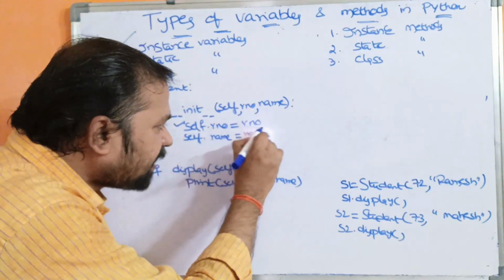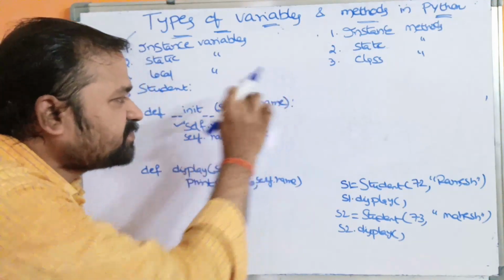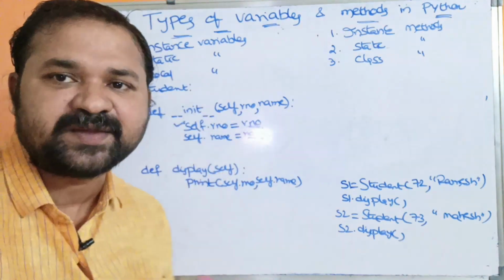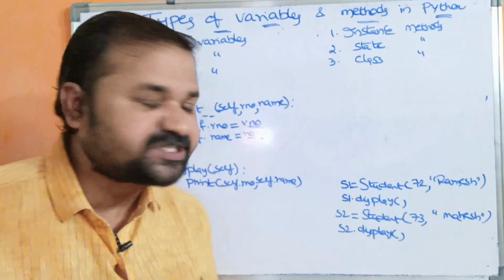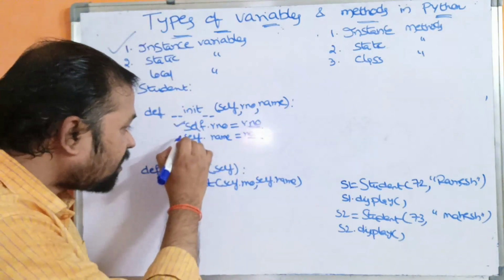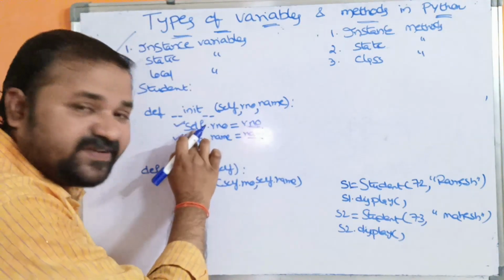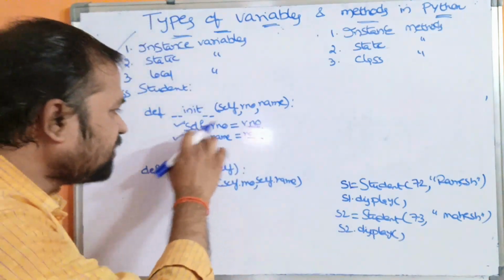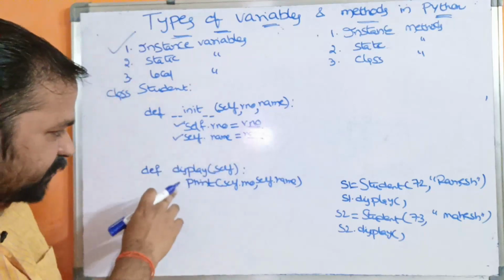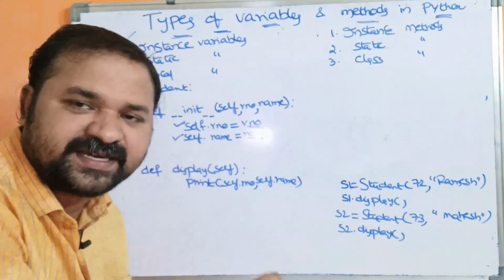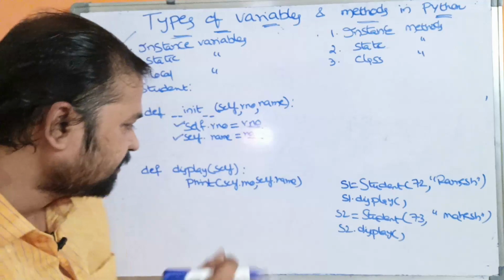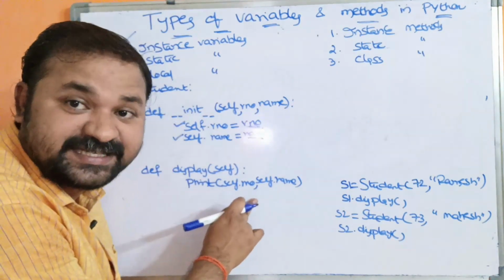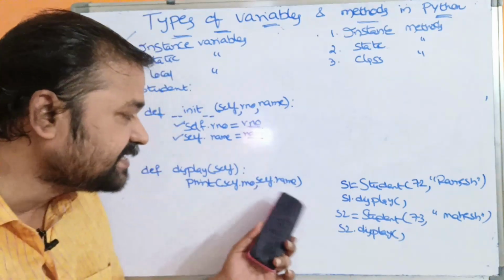Here roll number and name are nothing but arguments of the method, so these are called local variables. We will discuss that in the local variable concept. So how do we access the instance variable? Instance variables are always accessed using the self keyword. In place of self, we can use some other name also; there is no problem. So self dot roll number, self dot name. This is nothing but a display method, which is also an instance method. Here also self dot roll number is an instance variable, and self dot name is an instance variable.